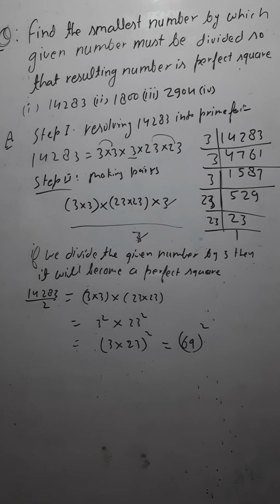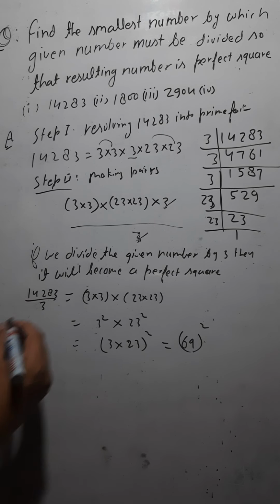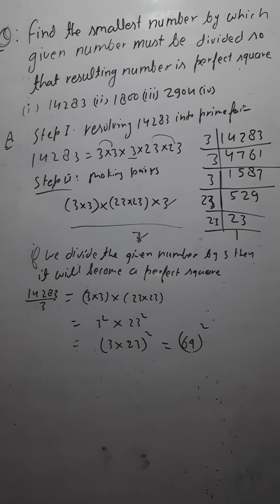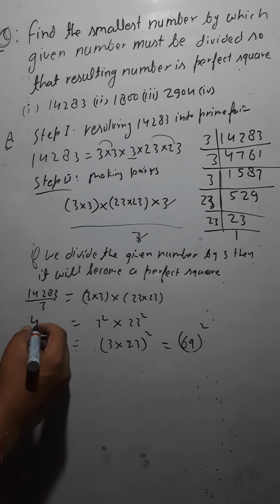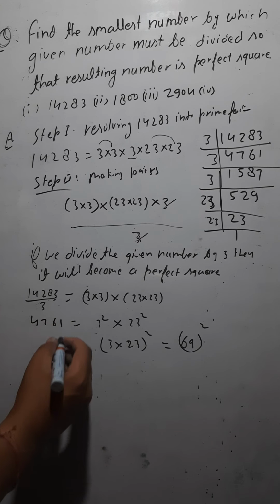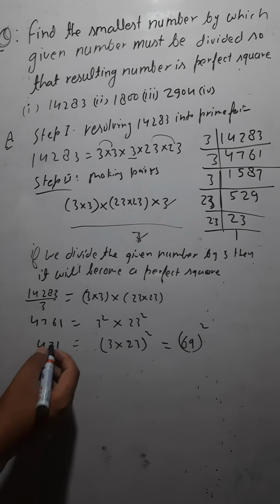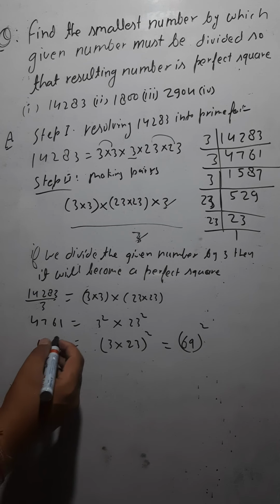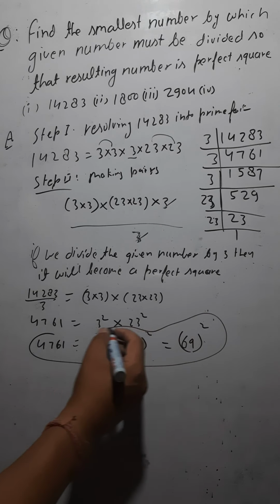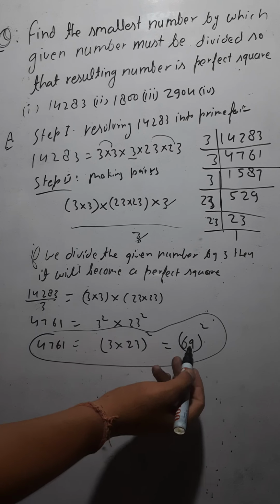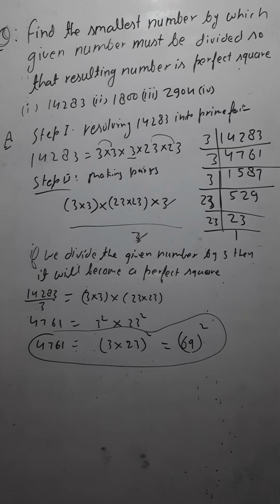14,283. If you are dividing by 3, how much are you getting? You are getting 4,761. We have divided here. Okay, so we are getting how much? 4,761. So now if you see, 4,761 is a perfect square of 69. Just multiply 69 two times, you would get this much, isn't it?